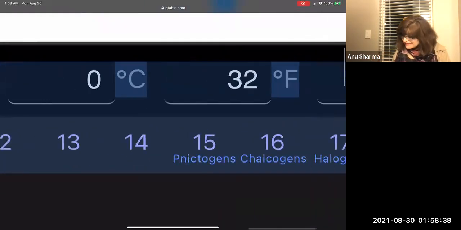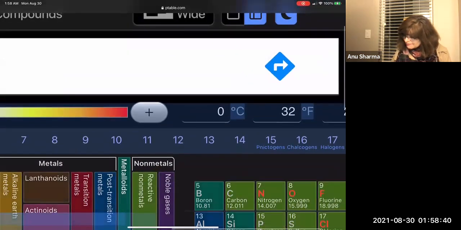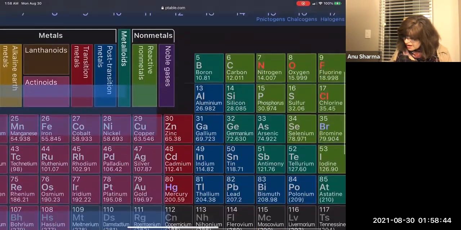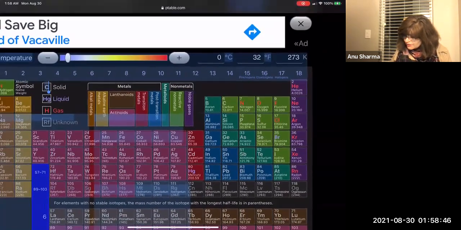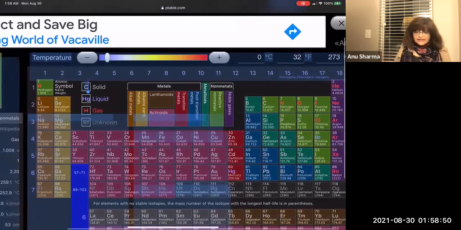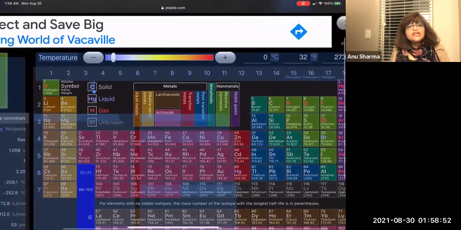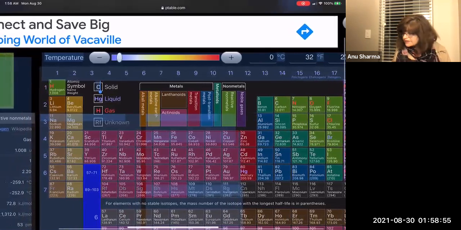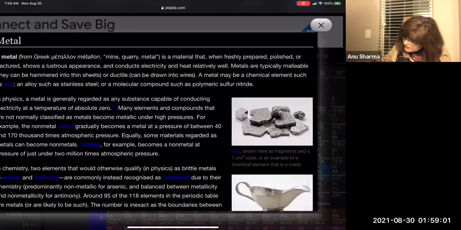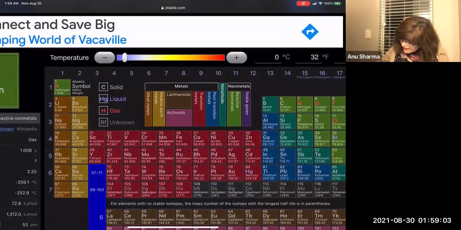Next are these elements here in the middle. The ones in the middle are the red ones. These are not representative elements. These are called the transition elements, and then the post-transition, but these are the transition elements. Now let's look at the metals.